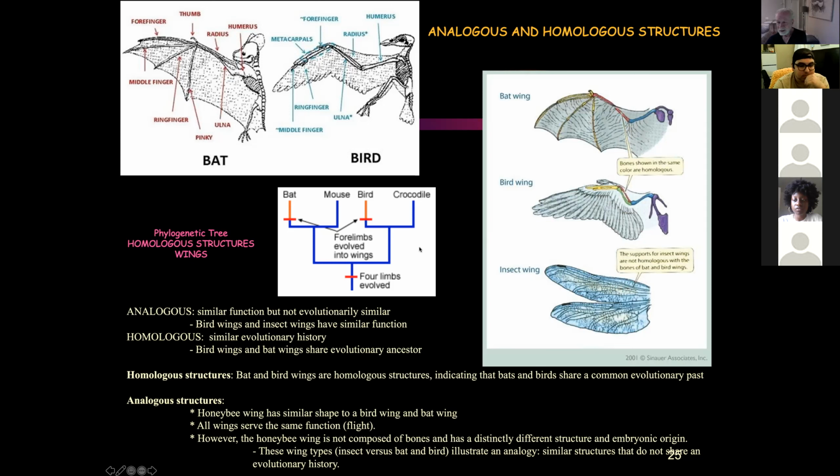So is that clear? Any questions about this? You should remember these terms, homologous and analogous, and what the difference is.